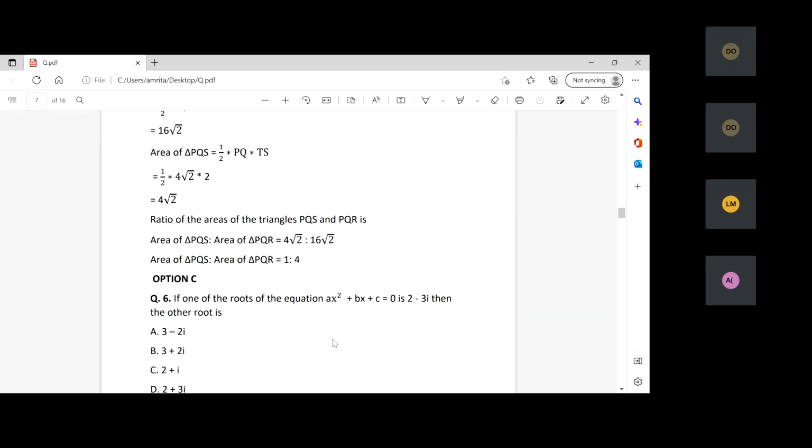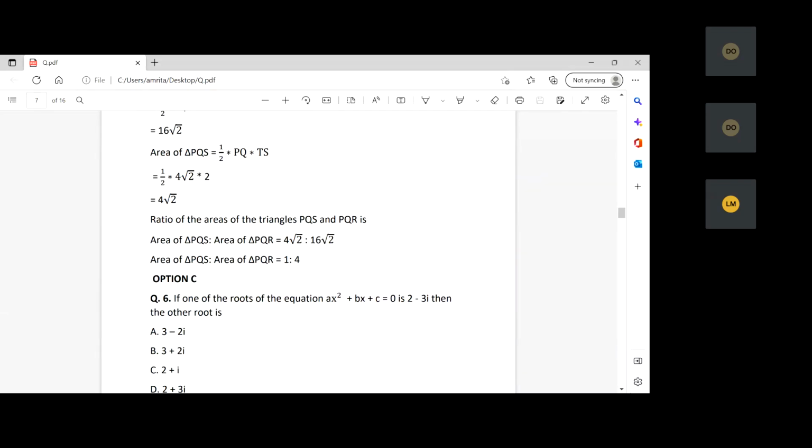So yes, if one of the roots of the equation ax square plus bx plus c equal to 0 is 2 minus 3i, then what's the other root? Can anybody type in the chat box this answer? It's just going to provide you a 3 mark or 4 mark, whichever exam it is.